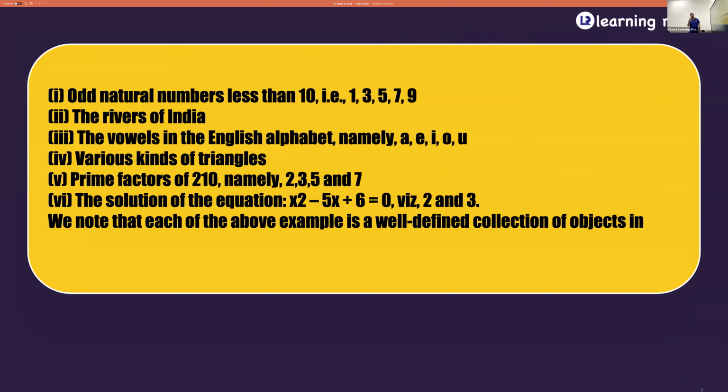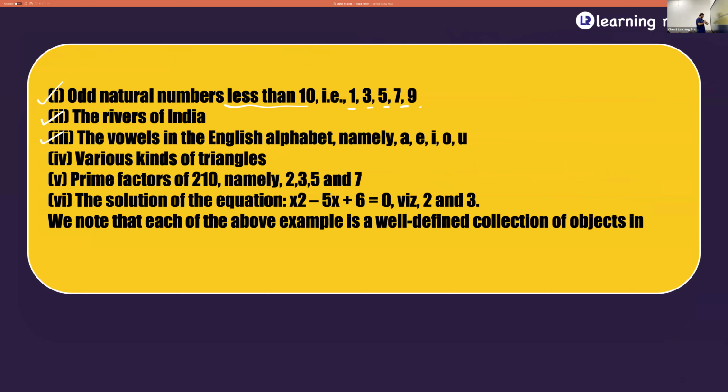let's say there is a probability question where they are saying the odd natural numbers. Then how is the set going to look? Odd natural numbers less than 10. It is going to be 1, 3, 5, 7, 9. Similarly, the reverse of India, can I call it a set? Yes, you can. The vowels that are used in the English alphabet, you can call it a set.